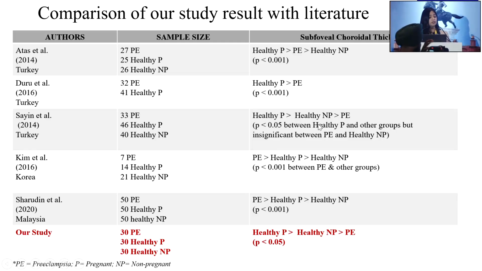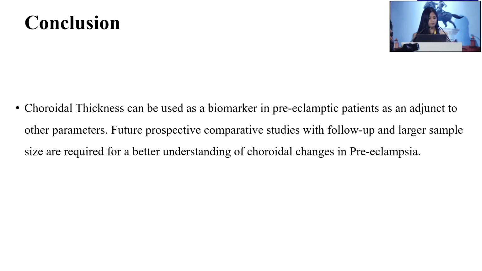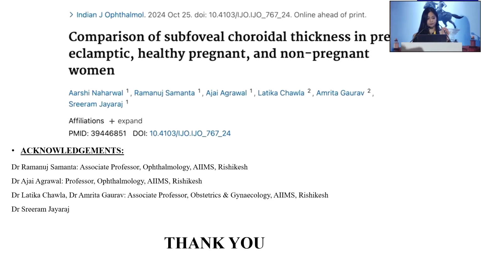These varied results could be because of the various degrees of preeclampsia, and we made sure that all the 30 preeclamptic women in our study were of mild to moderate preeclampsia according to their urinary protein, and severe preeclampsia was excluded for comparable results. So in conclusion, choroidal thickness can be used as a biomarker in preeclamptic patients, as an adjunct to other parameters, and future prospective comparative studies with follow-up and larger sample size are required for better understanding.